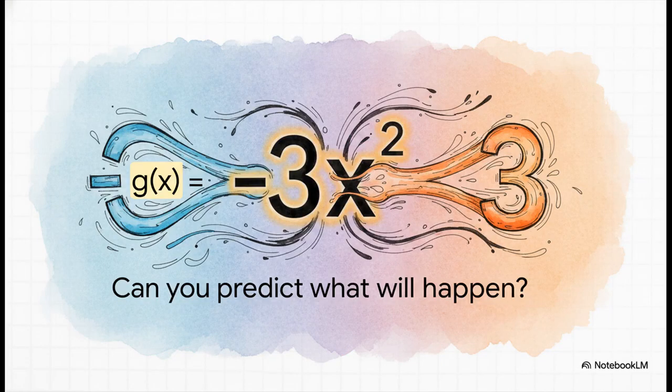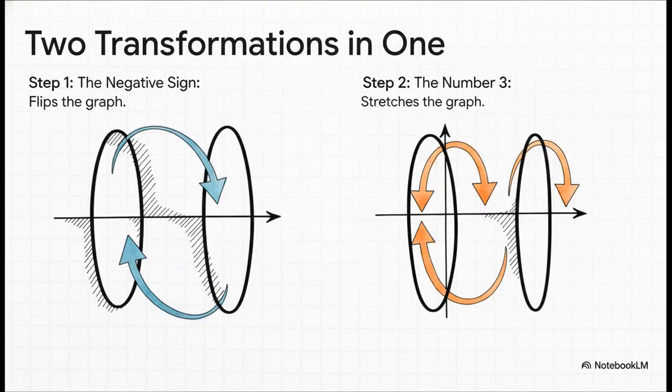Okay, ready to level up? Let's see what happens when we combine these ideas, when we have two transformations happening at the exact same time. Let's check out g of x equals -3x squared. Now, don't let this scare you. The key is to just break it down. The negative sign has exactly one job: flip the whole graph upside down. That's it. And the number 3 has its own job: stretch the graph vertically by a factor of 3. So what should we expect to see? A narrow parabola that opens downward.